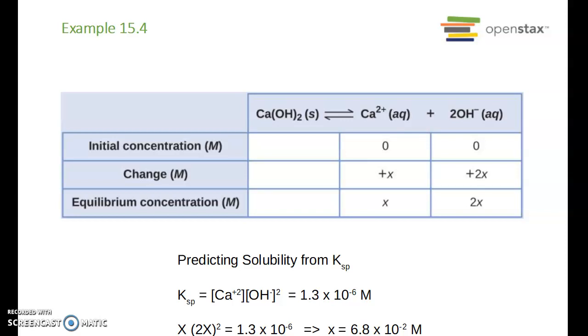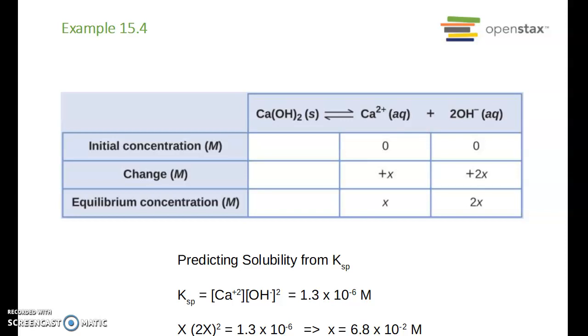What you would do is then take the cube root of that, and when you do that, you end up with the 6.8 times 10 to the minus 2. And again, because it's minus 6, you're dividing that by 3, and the 1.3 works out to be just exactly that number right there.